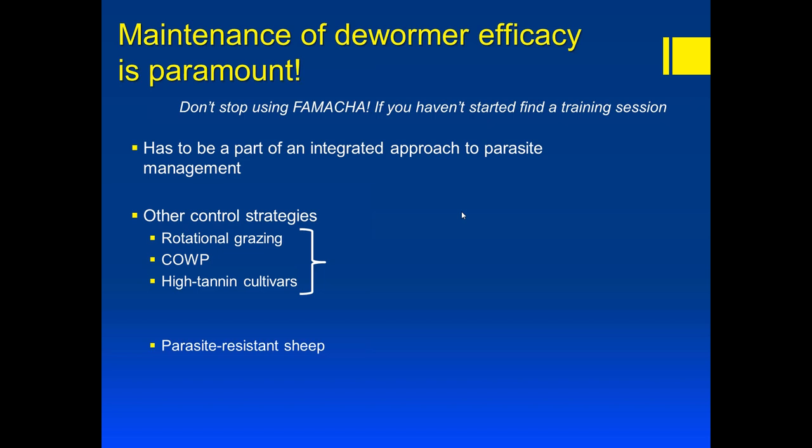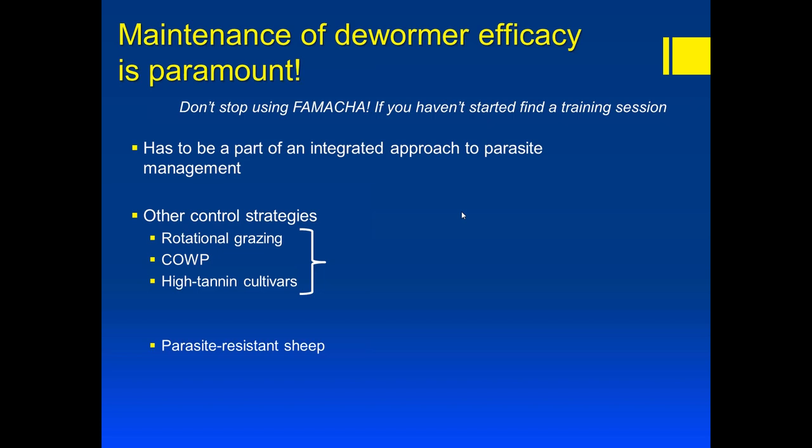But I think that FAMACHA alone, just like any one tool alone or any one trait selected for, is a failed approach. I think that we have to use this as a part of an integrated approach to parasite management. We consider some other control strategies that you've probably heard some other talks about, in terms of using rotational grazing or incorporating treatment with copper oxide wire particles, or even introducing high tannin cultivars in your pasture swards. All of these with FAMACHA should have a fairly good effect on reducing parasite load during the grazing season.